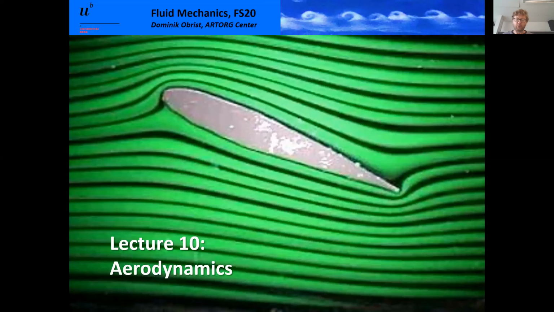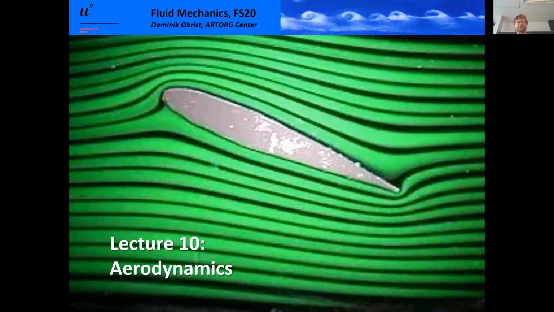What is aerodynamics? Why are we talking about this topic now? Well, aerodynamics is the study of fluid flows, mostly air flows, that's where the name is coming from. Air flows around solid objects, such as in this picture, a wing, for instance. And the result of aerodynamics typically is a prediction of the lift force and of the drag force.